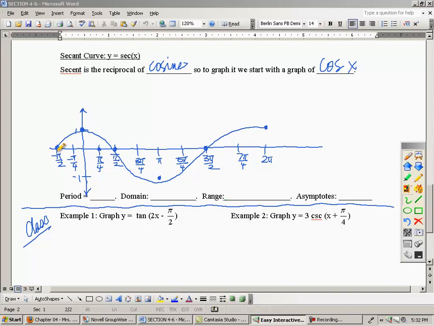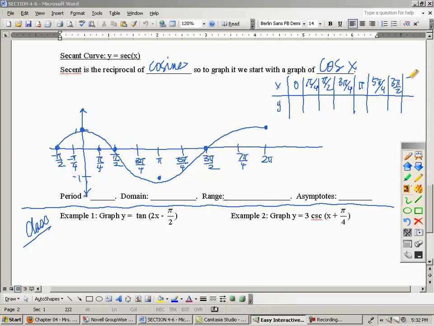Okay, well, let's talk about making this table. Let's see if I can make this table actually over here. We again want to look at the pi over 4's. So I'm going to start with 0, pi over 4, pi over 2, 3 pi over 4, pi, 5 pi over 4, 3 pi over 2, 7 pi over 4. Am I going to make it? There we go, 2 pi.